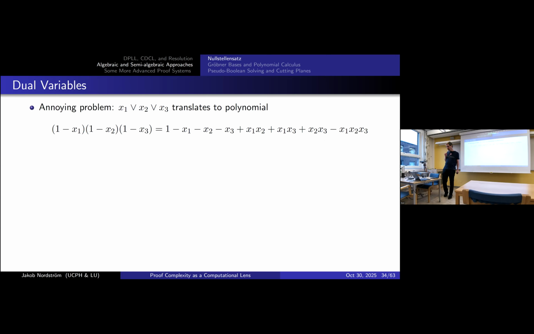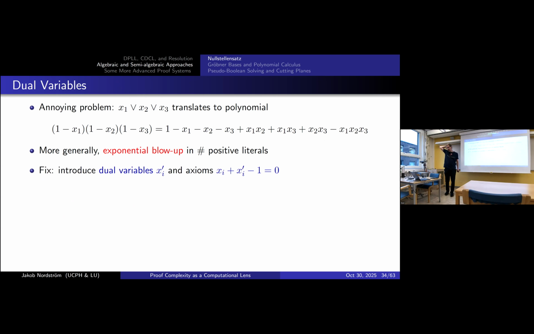So there's no connection in Nullstellensatz between degree and size in general. One other annoying thing with Nullstellensatz: if you look at a clause such as x1 or x2 or x3, and you take our translation and expand it out, then in general, for any clause with a lot of positive literals, you get an exponential explosion in size when you translate it to a polynomial. On one hand that's great, because we want to get exponential lower bounds, but we're sort of getting them for the wrong reason.